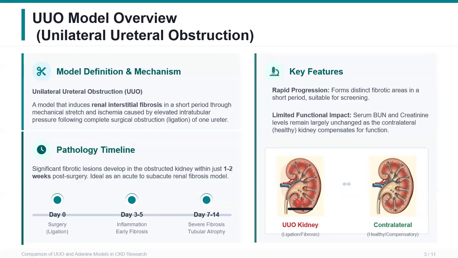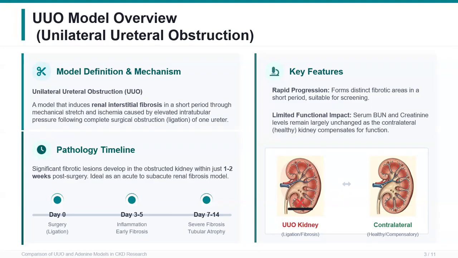Okay, so this one is a UUO model overview. UUO is a unilateral ureteral obstruction model. Model definition and mechanism here. The model induces renal interstitial fibrosis in a short period through mechanical stretch and ischemia caused by elevated intratubular pressure following complete surgical obstruction, ligation of one ureter.